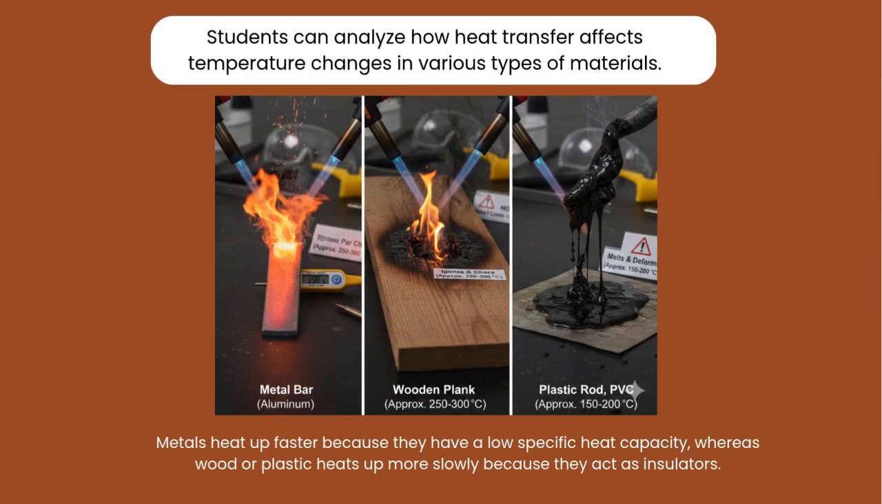And the last learning objective is students can analyze how heat transfer affects different materials. Different materials respond differently to heat. Metals heat up quickly because they can transfer heat easily. Meanwhile, materials like wood and plastic heat up more slowly because they're insulators. This is why they're often used to protect us from heat, such as in handles and cooking tools.